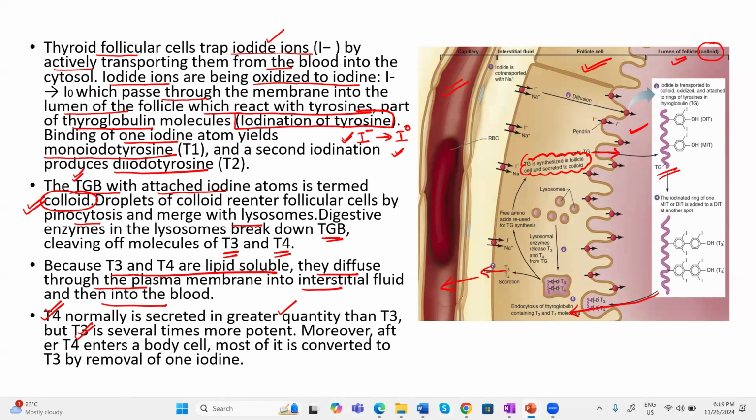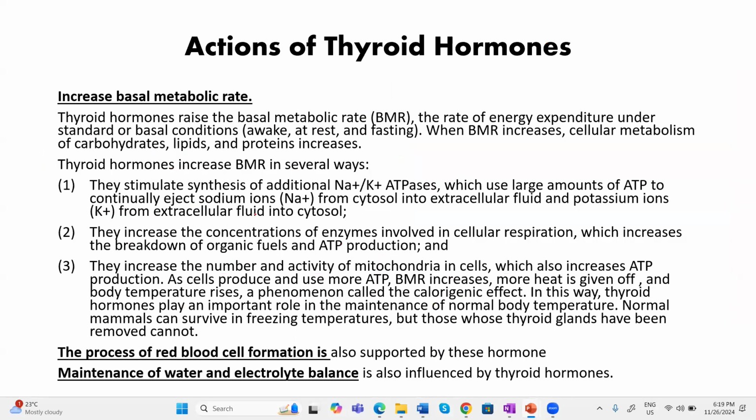Is it clear? Now, let us understand the role of the thyroid gland hormones. The first important role is that they increase BMR. BMR is the rate of energy expenditure under standard or basal conditions, just like when you are awake, at rest, or fasting. The energy required at that time is known as the basal metabolic rate. When BMR increases, obviously cellular metabolism of carbohydrates, lipids, and proteins will also increase. Thyroid hormones increase BMR how?